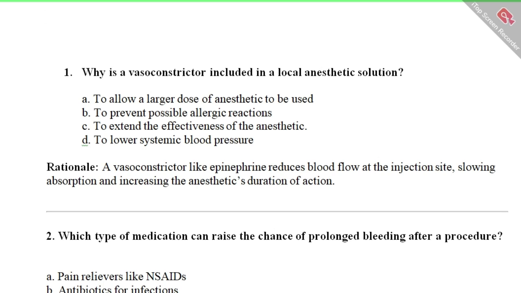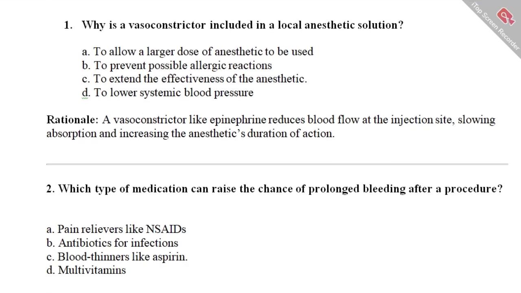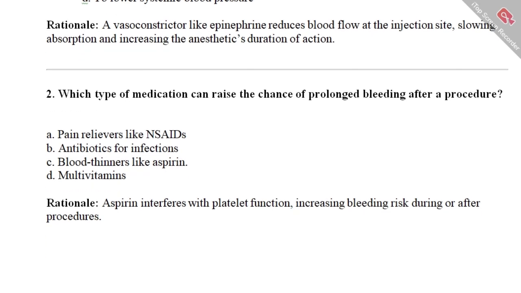And if you think option C is the correct option, you are 100% correct. To extend the effectiveness of the anesthetic. Why is it correct? The rationale is that a vasoconstrictor like epinephrine reduces blood flow at the injection site, slowing the absorption and increasing the anesthetic's duration of action. Let's go to question number 2.